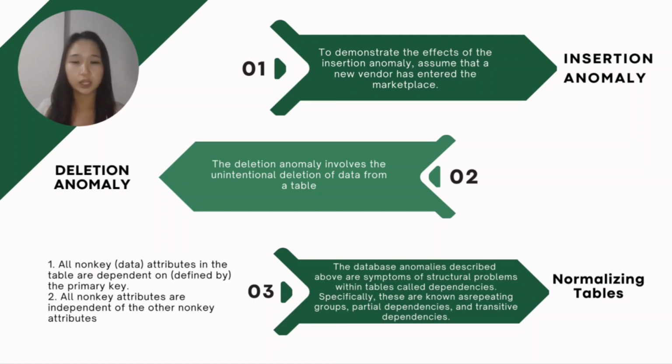And for the deletion anomaly, the deletion anomaly involves the unintentional deletion of data from a table. To illustrate, assume that supplier number 27 provides the company with only one item, part number 1. If the organization discontinues this item of inventory and deletes it from the table, the data pertaining to supplier number 27 will also be deleted. Although the company may wish to retain the supplier information for future use, the current table design prevents it from doing so.